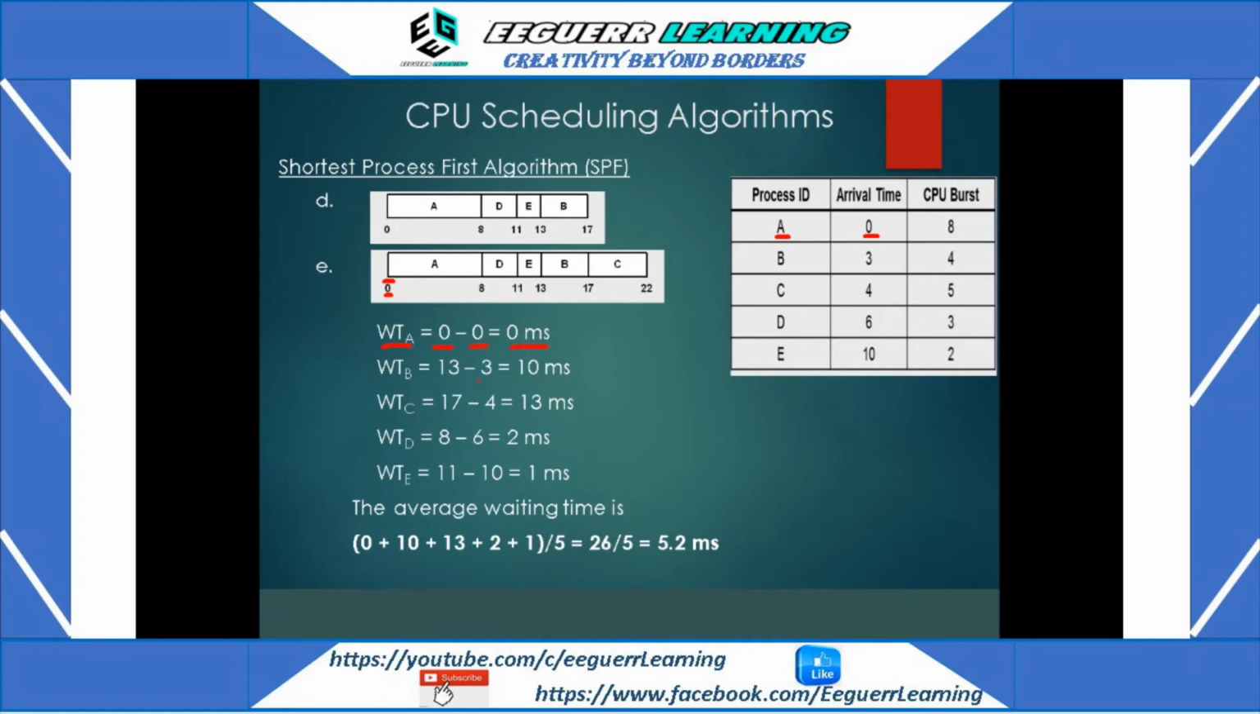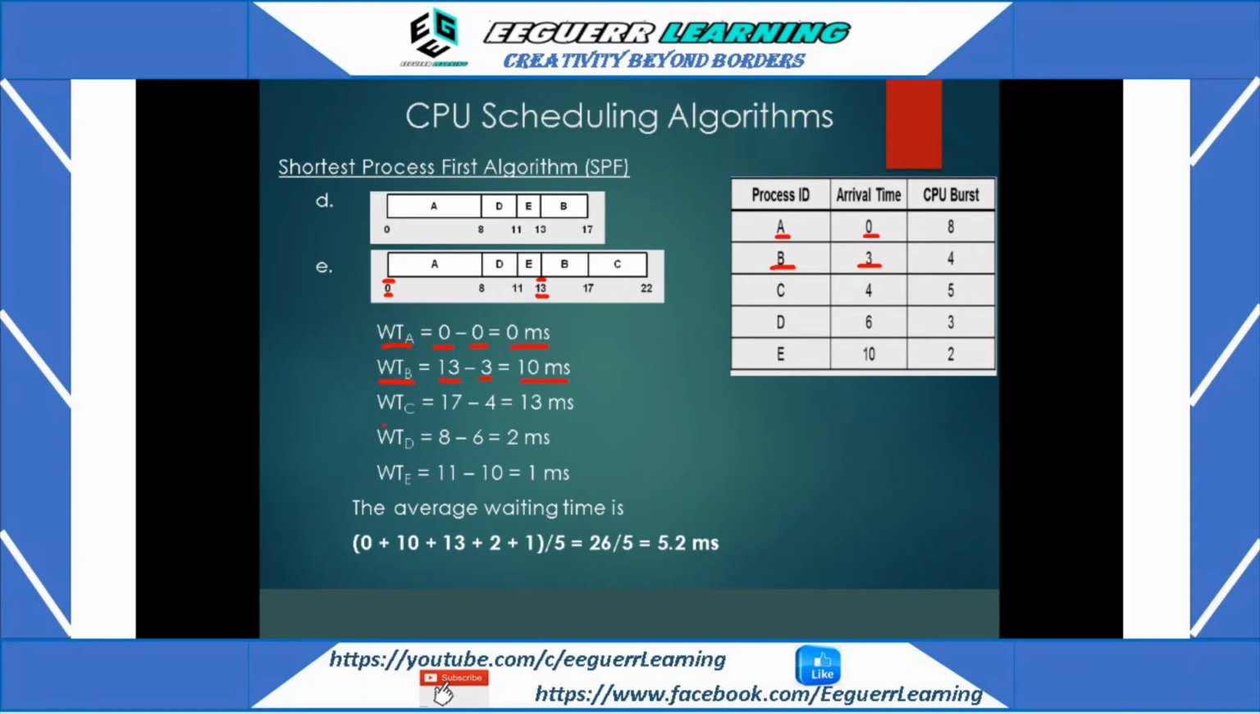And we go to the waiting time for letter B or the process B. Again, we look at the tail of letter B, which in our Gantt chart is this one, and the value is 13, and place it here. And look at the table for process B and get the arrival time of 3. So 13 minus 3 will give us 10 milliseconds.